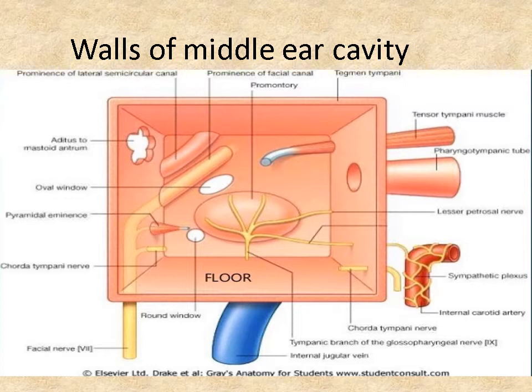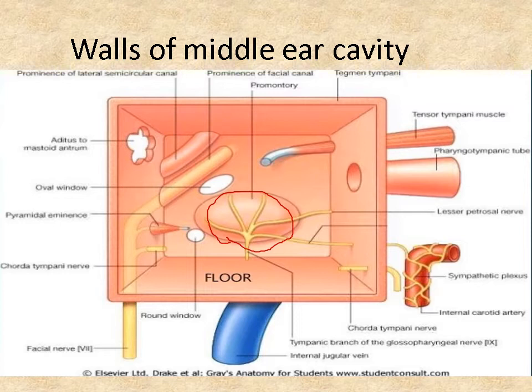The medial wall shows, first of all, the promontory. Here, this central rounded bulge called the promontory. What is the promontory? This is a bulge caused by the first turn of the cochlea. And the medial wall separates the middle ear cavity from the inner ear. So the promontory is a central rounded bulge that is caused by the first turn of the cochlea.